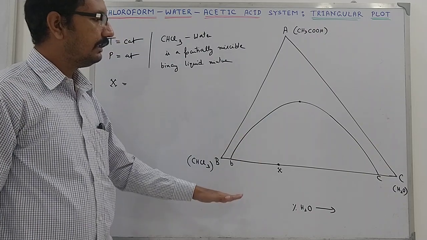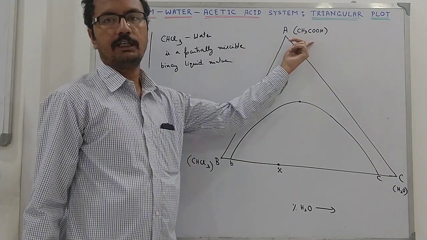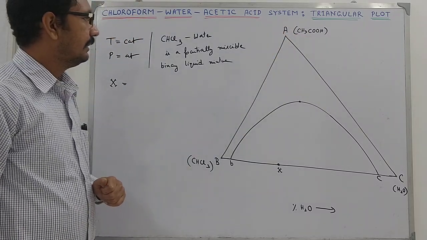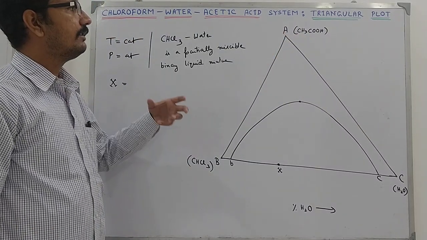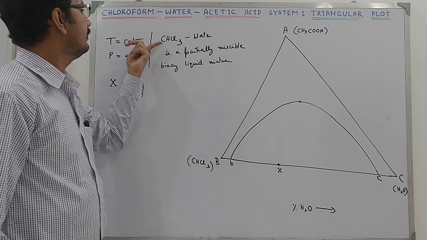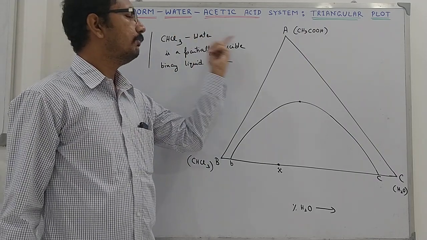What are we doing then? We are adding a third component here without changing the temperature. Now this third component is miscible in both the liquids. It is soluble in both chloroform and soluble in water.